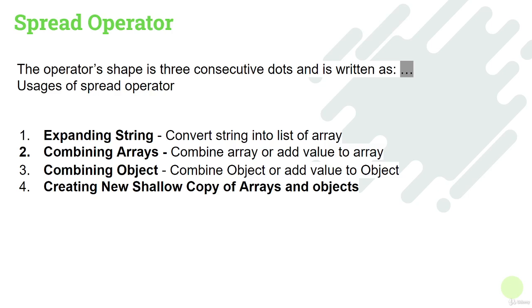The first use case is expanding a string. If you have a string you want to convert into an array of characters, you can do that with the spread operator. If you want to combine arrays, or add a value to an array, you can achieve that using the spread operator. You can combine objects, or add a value to an object, using the spread operator. You can also create a new shallow copy of arrays and objects. So let's go to our VS Code and see this in practice.